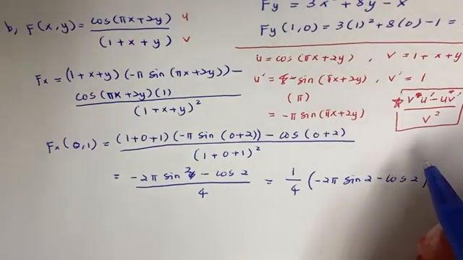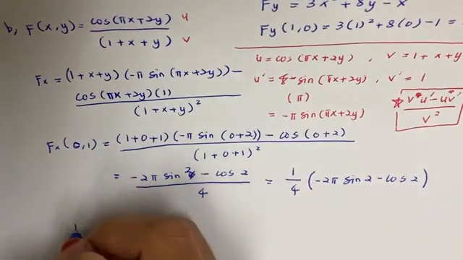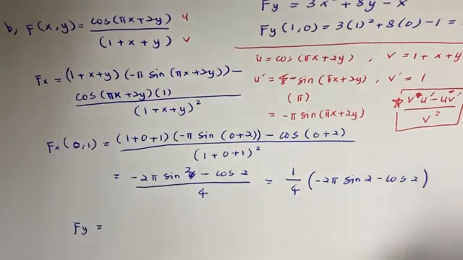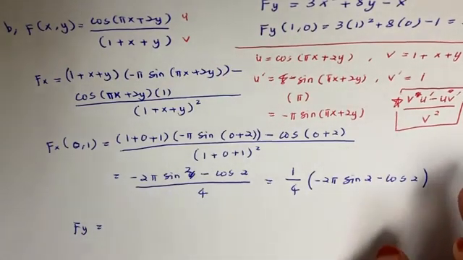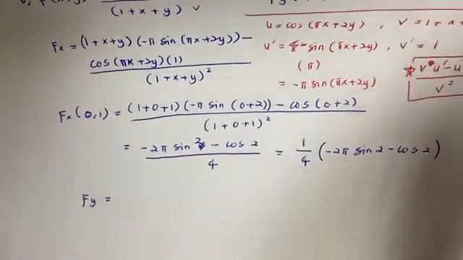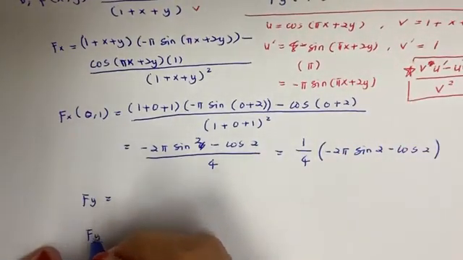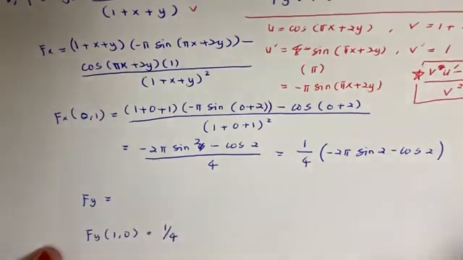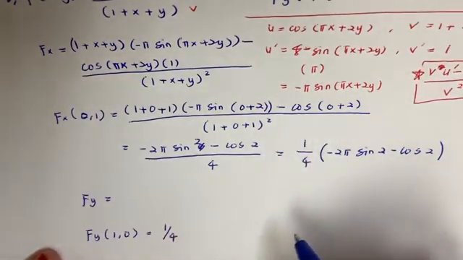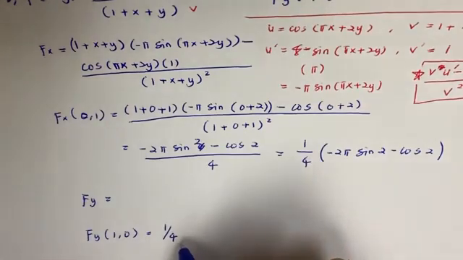Okay. Next, for f_y, try to do for f_y. I will give you the last answer. The last answer for f_y(1, 0) is equal to 1 over 4. Try to do this by yourself and check with the last answer, which is 1/4.